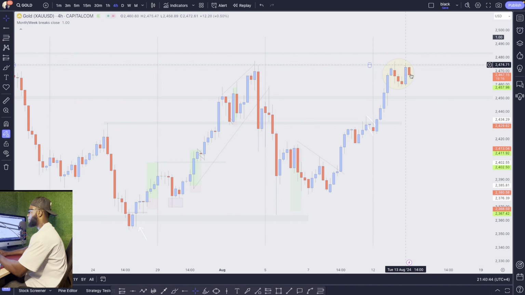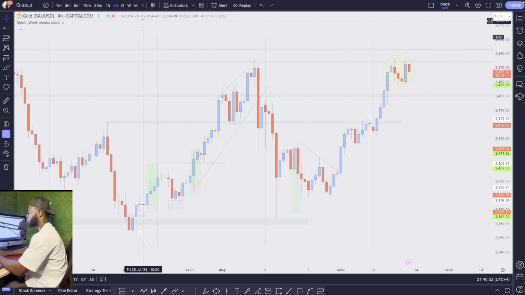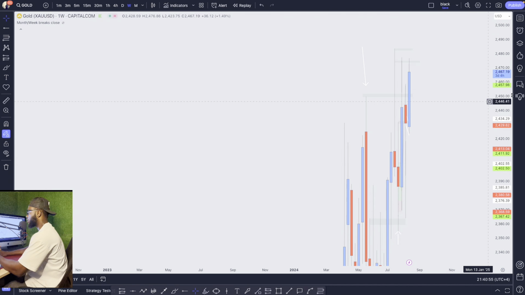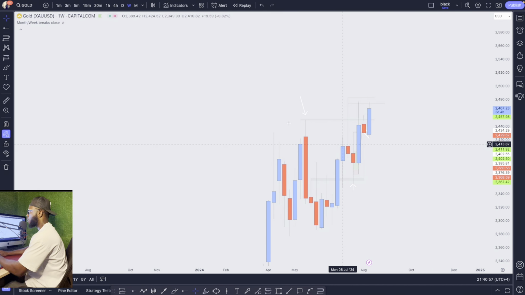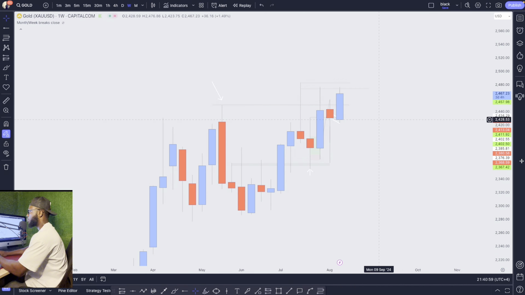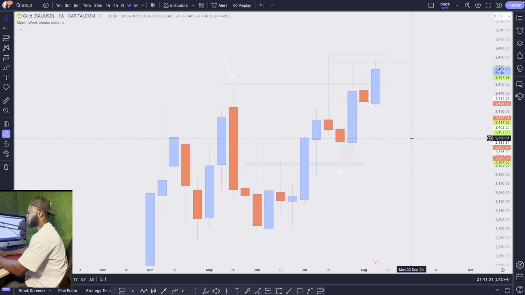So I just want to see what price will do at this level. Are we going to get any reversal pattern, or is structure going to shift from bullish to bearish so that we can start selling, or is price going to break above so that we can continue buying? But this is what I've noticed on gold as well. If you look at this arrow that I've drawn, this is the weekly time frame. Just look at the candlestick formation.